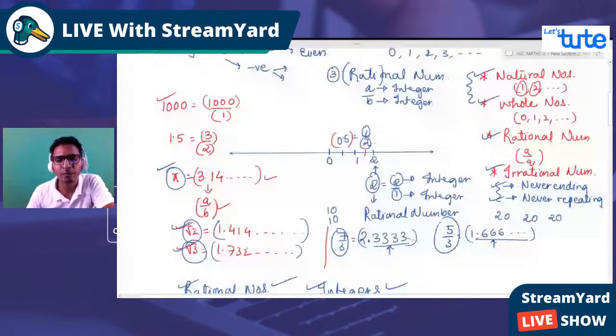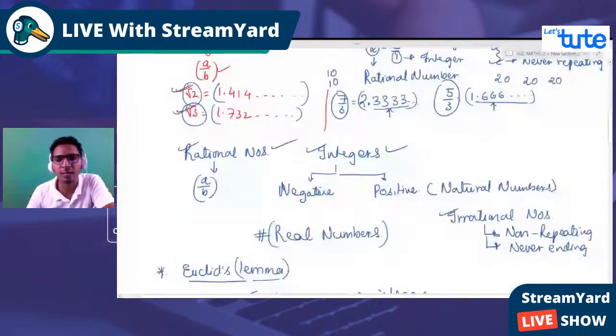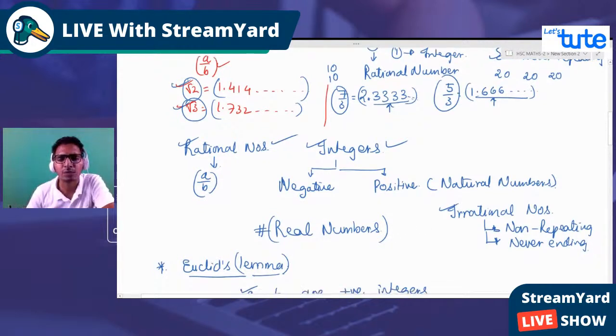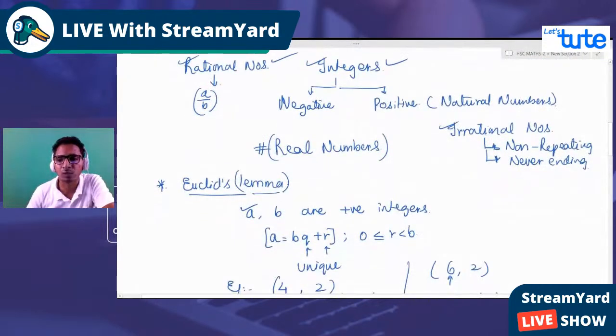If we move on further, we have seen the hierarchy. We know what rational numbers are, and we know what integers are. Integers are negative and positive both. Positive numbers are also called natural numbers. And we have irrational numbers, which as we just understood are non-repeating, never-ending decimal digits. All these types of numbers together constitute real numbers. That's the chapter's name. Till here we have covered all types of numbers.